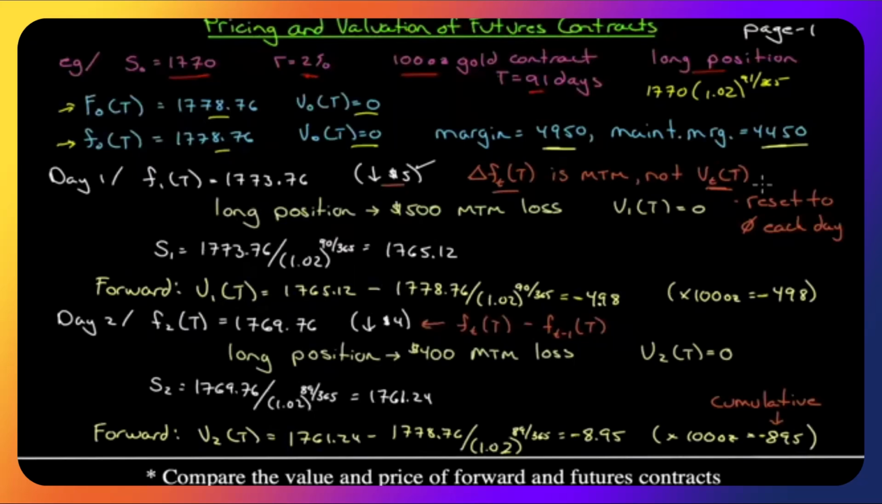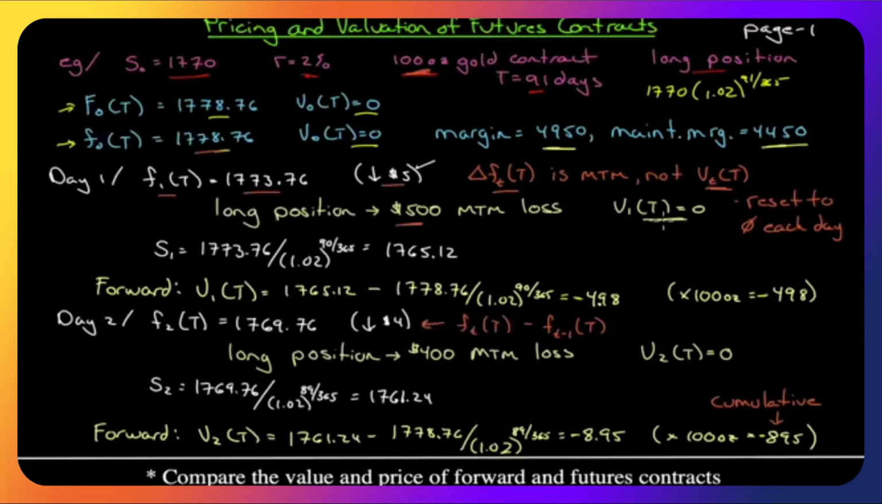That's for forwards. Okay, so we'll put F1, meaning this is the futures price on day one, $1773.76. Our futures price on day 0 was $1778.76. We have a $5 loss, so the long position will have a $500 mark-to-market loss. $5 on the futures price. Each contract is for 100 ounces of gold, so you multiply it by 100. Once we do our daily settlement, the value on day T, whatever day it is, is reset to 0 every single day. So once we settle up our mark-to-markets, the value of the contract goes to 0.